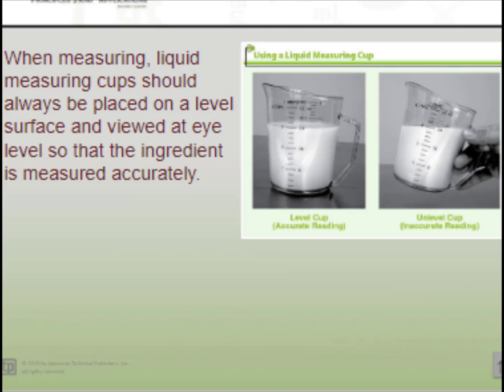A liquid measuring cup is a volume measurement tool shaped like a cup or pitcher with graduated markings on the side that indicate the volume of a liquid. When measuring, it should always be placed on a level surface and viewed at eye level so that the ingredient is measured accurately.